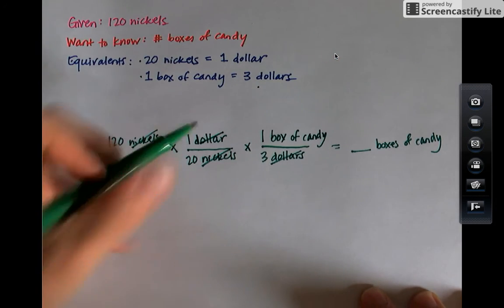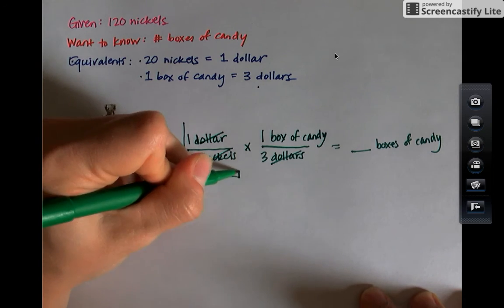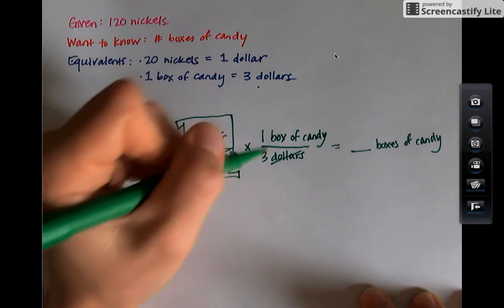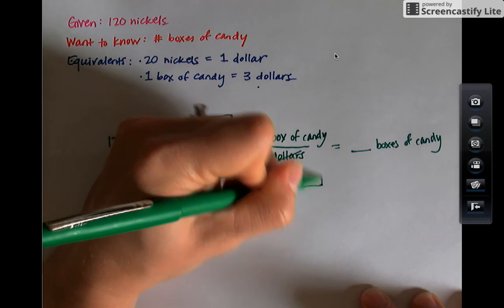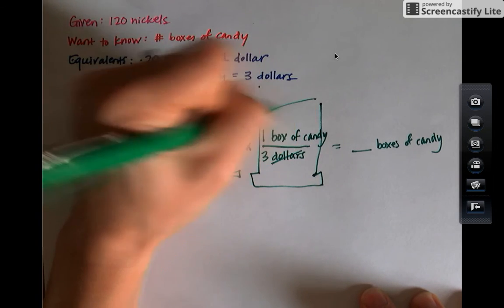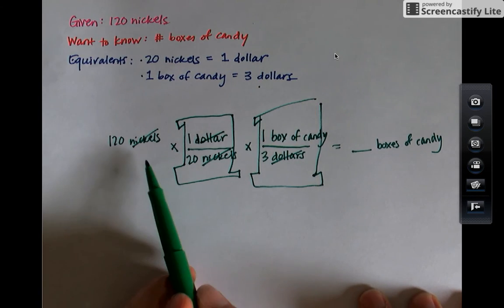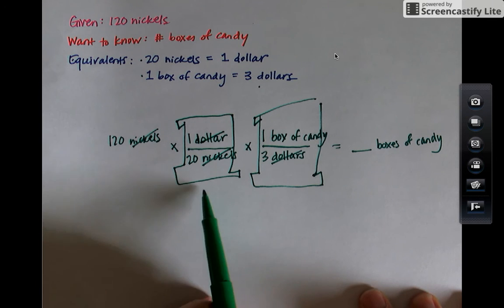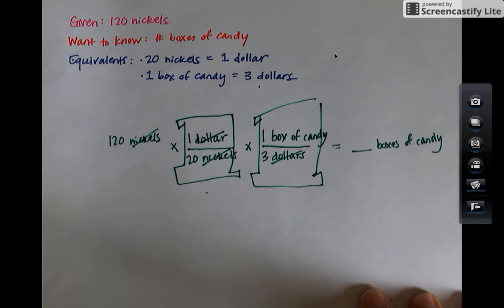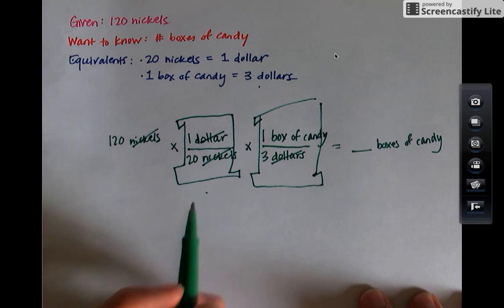So look, this is a fraction equal to 1. It's supposed to be a 1. It's kind of a weird one. This is also a fraction equal to 1. So all we've really done is multiply this times 1 times 1. We haven't actually changed the value. All we did was change the units.